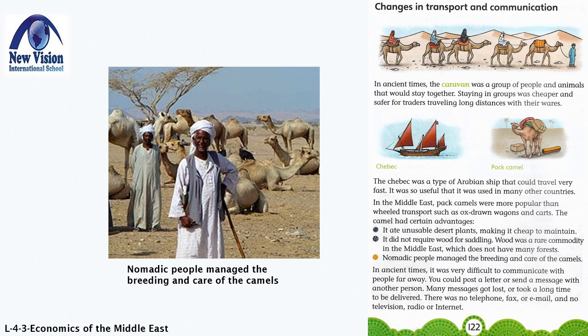The camel had certain advantages. It ate unusable desert plants, making it cheap to maintain. It did not require wood for saddling. Wood was a rare commodity in the Middle East, which does not have many forests. Nomadic people manage the breeding and care of the camels.